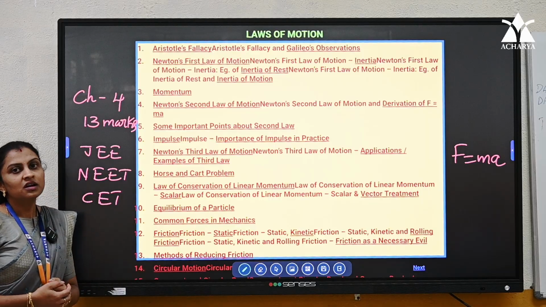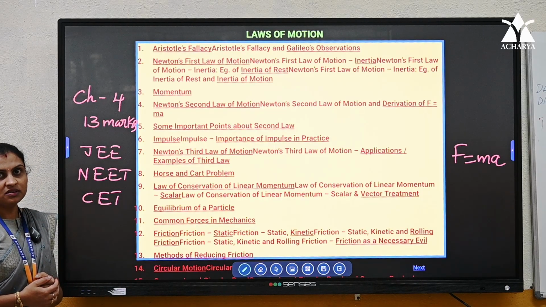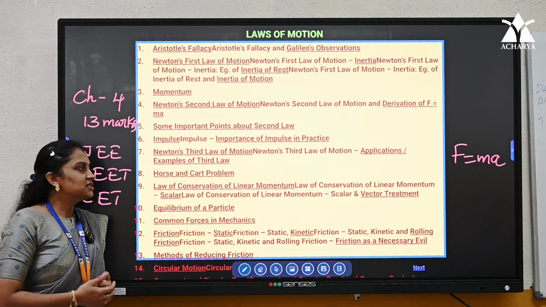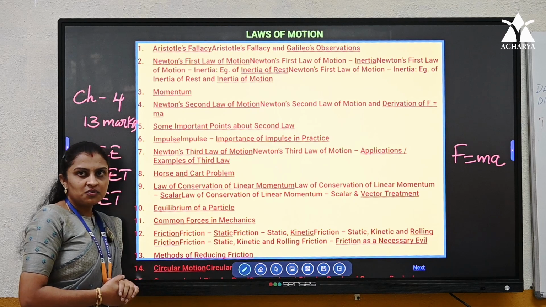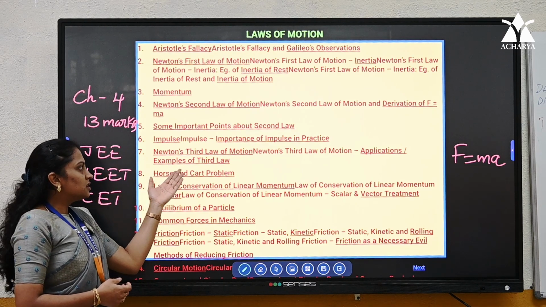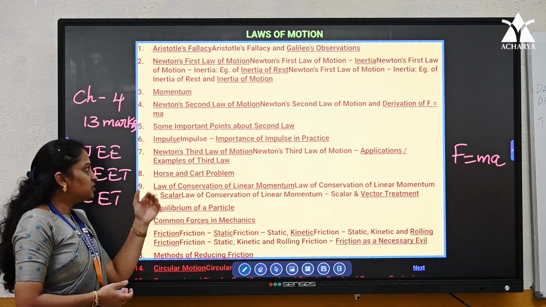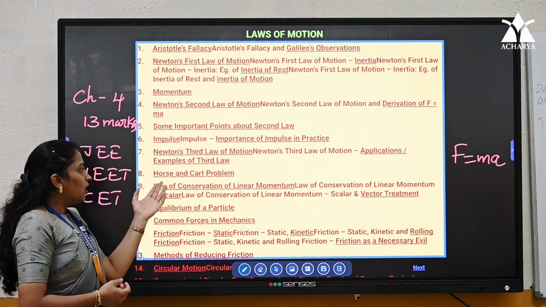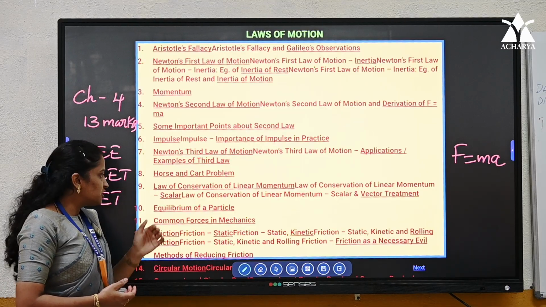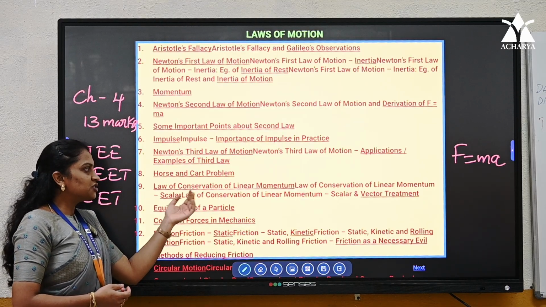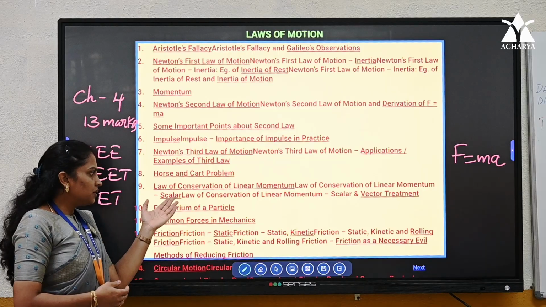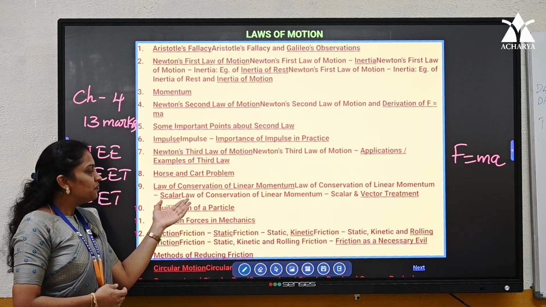The topics to be covered from this chapter are Aristotle fallacy, Newton's first law of motion, momentum, Newton's second law of motion. Based on Newton's second law of motion, force is equal to mass into acceleration. Then Newton's third law of motion, some examples of third law of motion, the horse and cart problem based on the third law, and the next topic is law of conservation of linear momentum. It's very important for your exam.